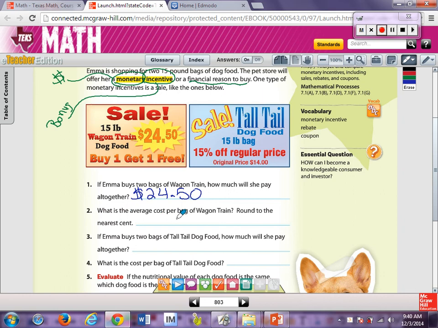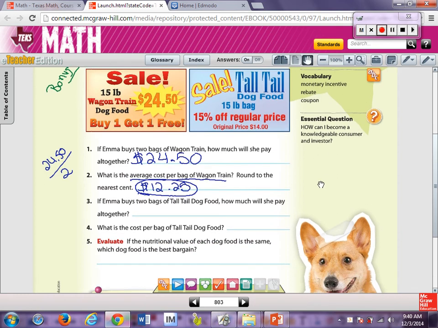Now, if we try to buy the Tall Tale, let me read the second question correctly first. What is the average cost per bag of wagon train? Round to the nearest cent. Average cost, that means if we're getting 2 bags for $24.50, then how much would 1 bag cost? So what we have to do is take our $24.50 and divide it by 2, cut everything in half. Well, I know half of $24 is $12, and I know half of 50 cents is 25 cents. So basically, it's kind of like we're getting 2 bags and paying $12.25 for each one. All right, still not a bad deal.